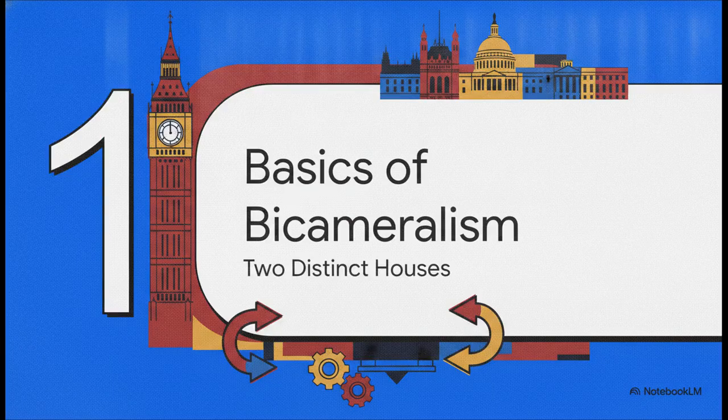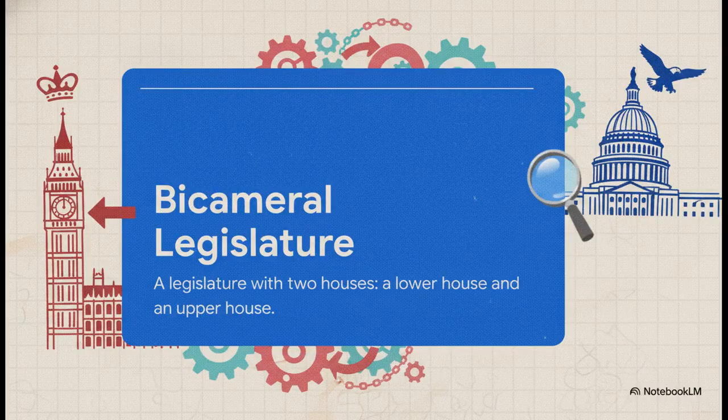All right, Section 1, the basics of bicameralism, or how two distinct houses make up one single legislature. So, a bicameral legislature simply means a lawmaking body that's split into two distinct houses. Usually you've got a lower house and an upper house. But why split it up at all? Why not just have one big room of people hashing out the rules? Well, it is highly intentional.